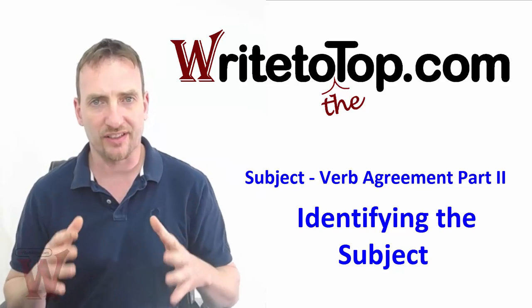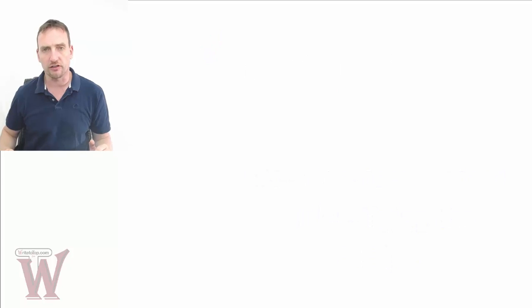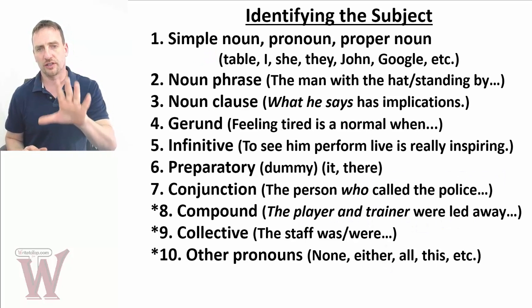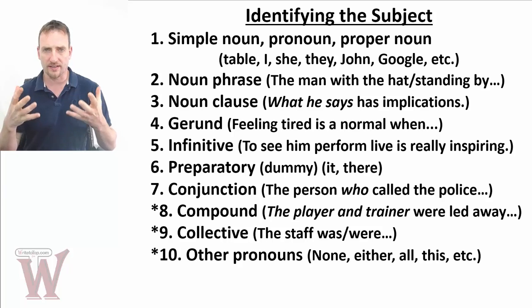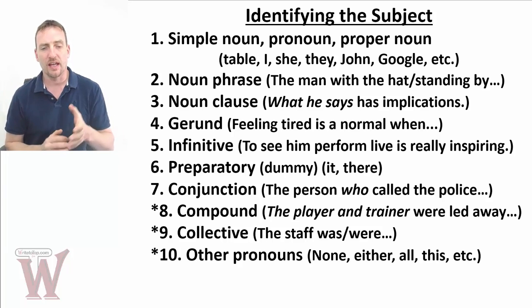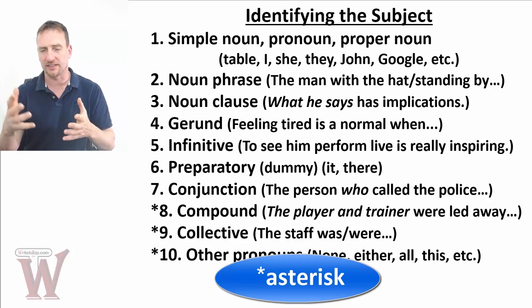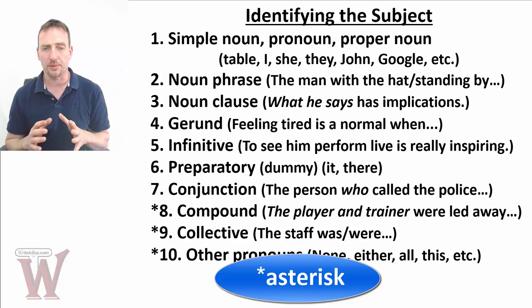Now, there are many different types. We're not going to look at all of them in detail, but I'm going to give you a very general understanding of the different subjects. So first of all, look here and you'll notice that we have 10 different types of subjects, 10 different ways that a subject can present itself. Numbers 8, 9, and 10, those are the ones with the asterisks. That little symbol is called an asterisk. Those are going to be separate videos because they're a little bit more complicated.